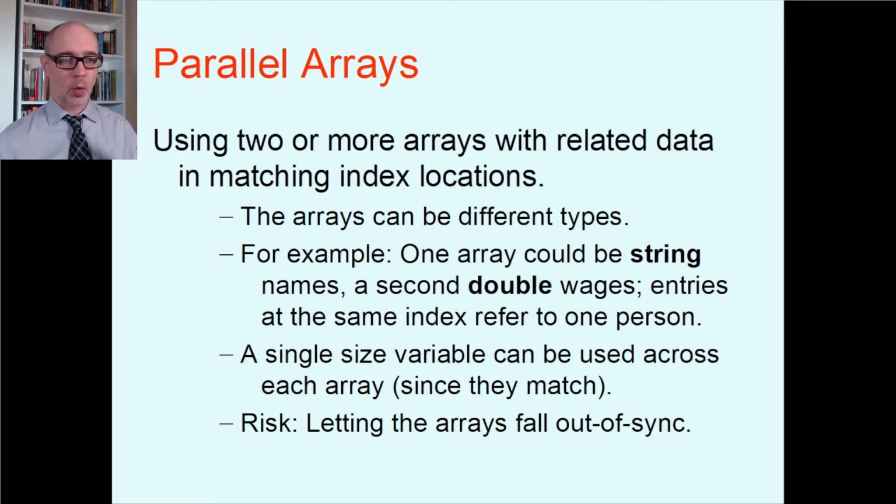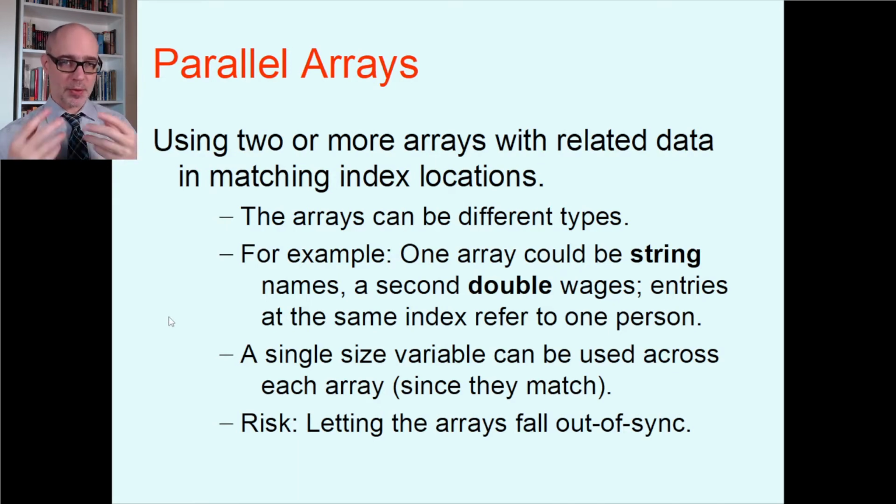And remember, when you make one array, you can't mix and match types. It has to be just one type. So if you want that to happen, we're making two separate, totally different arrays. One for the names as strings, and one for the wages as doubles. And the important thing is that the entries at the same index have to refer to one person.